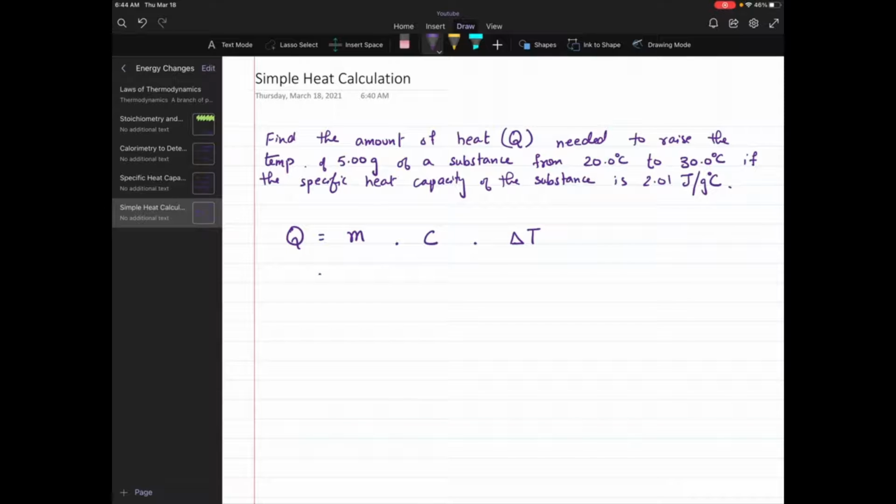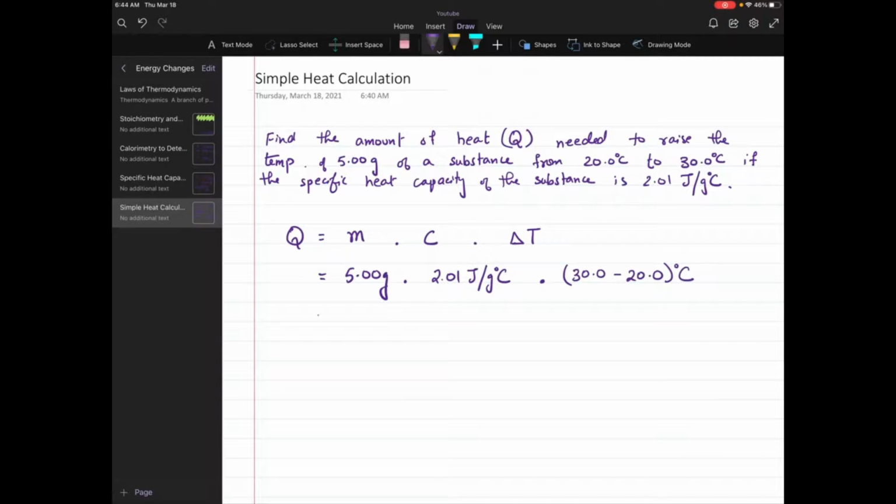So to find this Q now, I can plug in all the values. I have 5.00 grams of the substance. I don't know what the substance is, but that is not important because we have the specific heat capacity already. The specific heat capacity was 2.01 joules per gram degrees Celsius. So now we have that plugged in, and times a change in temperature, which is 30 minus 20. So this is 30.0 degrees Celsius minus 20.0 degrees Celsius.